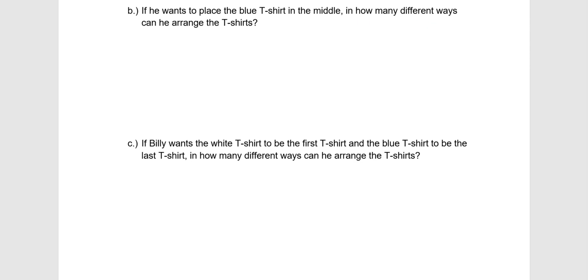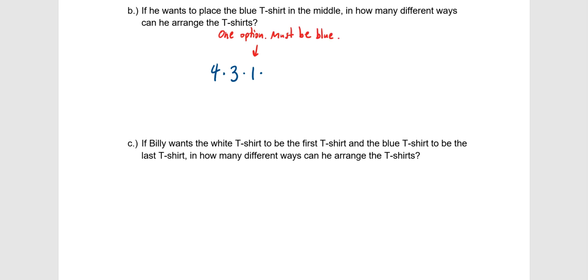Okay, and then for the next one, if he wants to place the blue t-shirt in the middle, how many different ways can he arrange the shirts? Okay, so we have 5 slots. The blue has to be in the middle. That means there is only 4 options for the first one because blue is not an option. No repetition, so we have 3 options left. The next one is the middle shirt. The middle shirt has to be blue, so that means that has only 1 option.